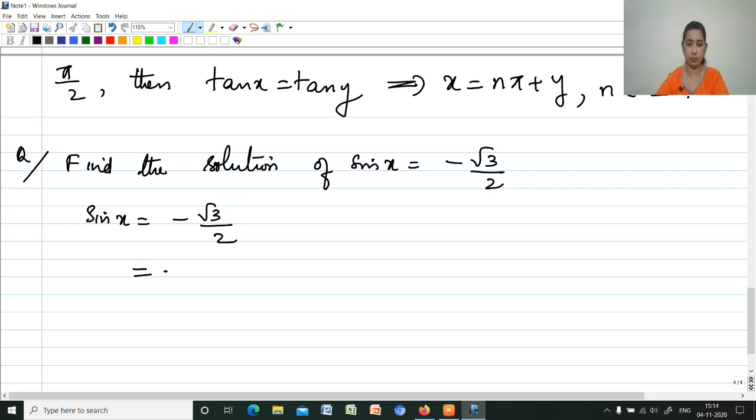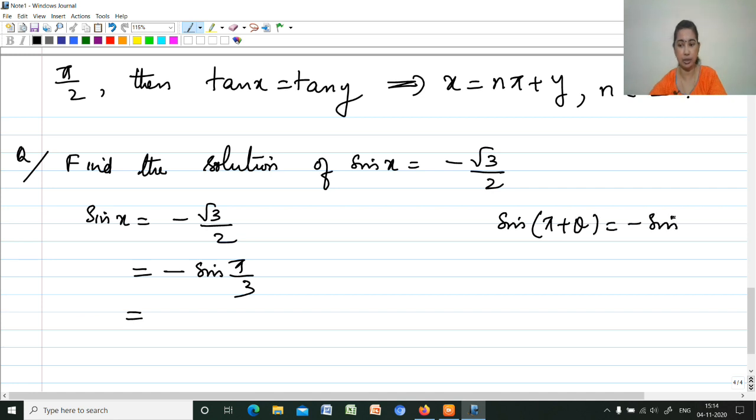That is equal to minus, for which value of sin are we getting root 3 by 2? We are getting root 3 by 2 for sin 60, that is sin pi by 3, and here we have minus sin pi by 3. How can we make it positive? We know the result sin of pi plus theta is equal to minus sin theta, and here we have the result minus sin pi by 3.